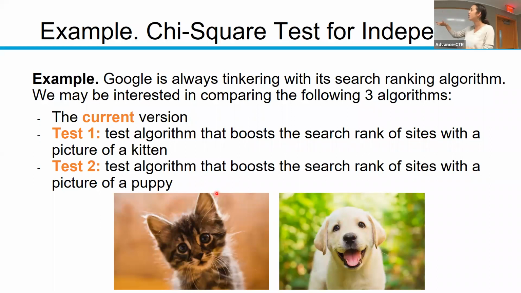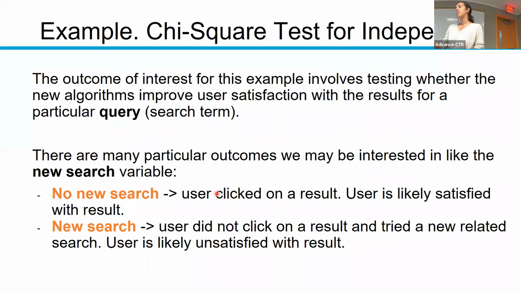And then the third algorithm we're going to compare is going to be test algorithm 2, which is going to be an algorithm that's going to boost the search rank of any site with a picture of a puppy. So yeah, this is just a toy example. So we have these 3 potential exposures. Any type of search that I conduct, I might be put into the first algorithm, so I might come up with the results of the first algorithm, the second algorithm, or perhaps the third one.